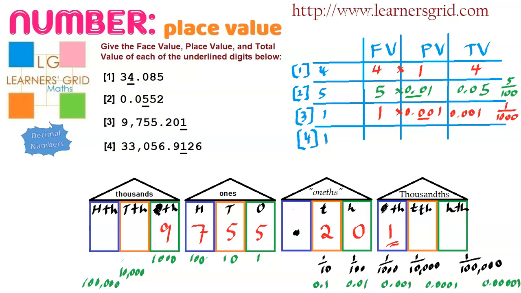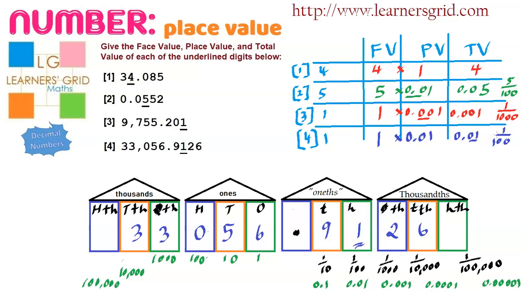The last one, let's do number 4. And then 9, 1, 2, 6. Which digit? I'm looking at this one. The face value of that is a 1. The place value is hundredths, so I can go like this. And it's just face value times place value, which is exactly the same. So 0.01, or 1 over 100, 2 zeros. Either or, they're both as good as each other. And that's how you do these particular problems.